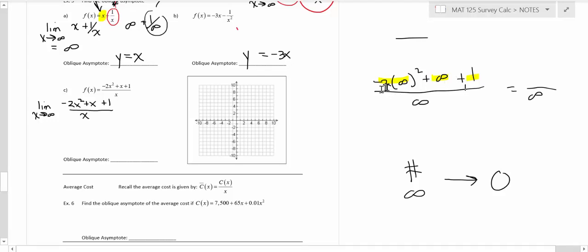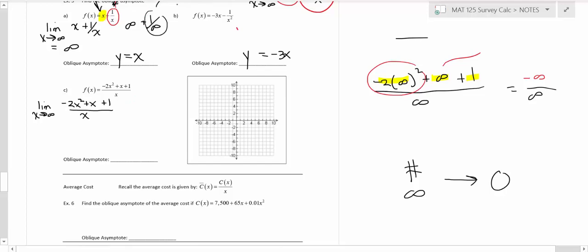Because if you square infinity, it gets bigger faster, doesn't it? So this negative part right here overwhelms the rest. That's kind of a bizarre way to think of that. So you're going to get negative infinity on this limit. I'll show you the correct way to do that in just a minute.